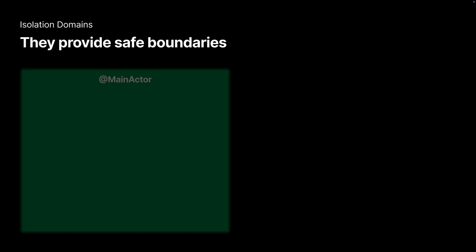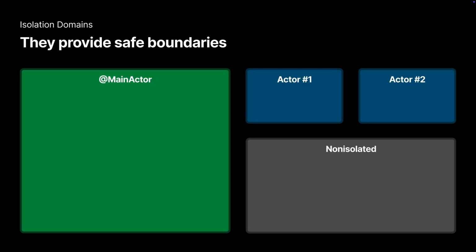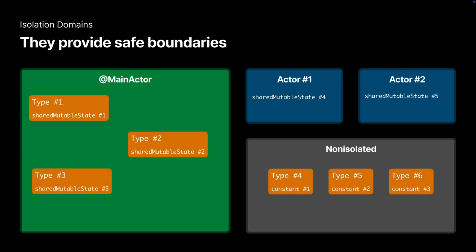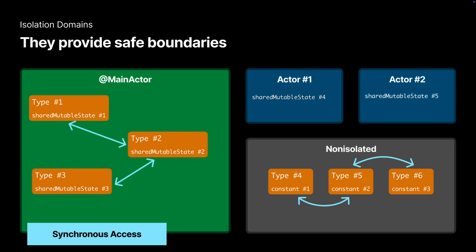As a conceptual example of these domains, here we have the main actor, a global actor, two concrete actors, and the non-isolated context. Inside those domains, we have types defined into them and their mutable state. Within the same domain, types can access other types synchronously. To cross boundaries, then we need async await.